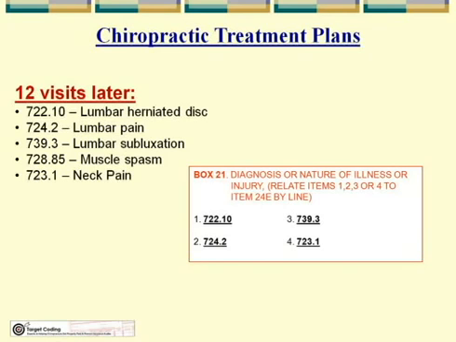You should not be using the same diagnosis codes over and over again. They should be updated as the patient improves.